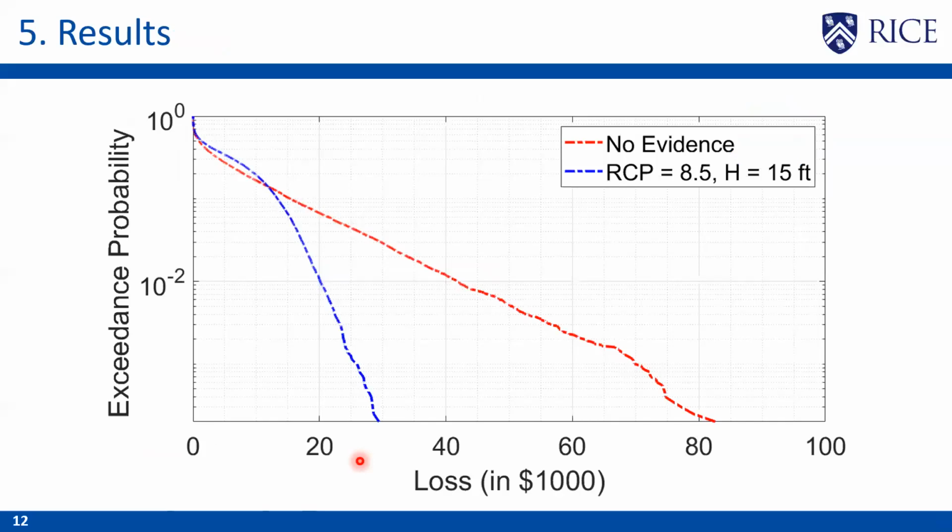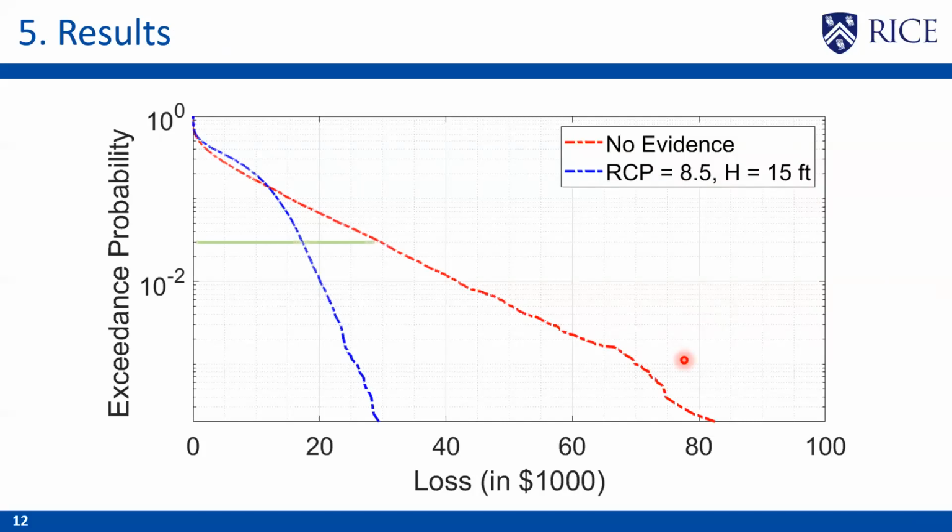Here we can see the results of the exceedance probability of the loss, given that a hurricane with the characteristics analyzed occurs in the year 2050 for 2 cases. The first case, no evidence, and the second case, we have evidence that the representative concentration pathway is 8.5, and we set the height of the structure as the mean value, that is 15 feet. So what we can see is that when we include evidence, the uncertainty in the losses reduces significantly.